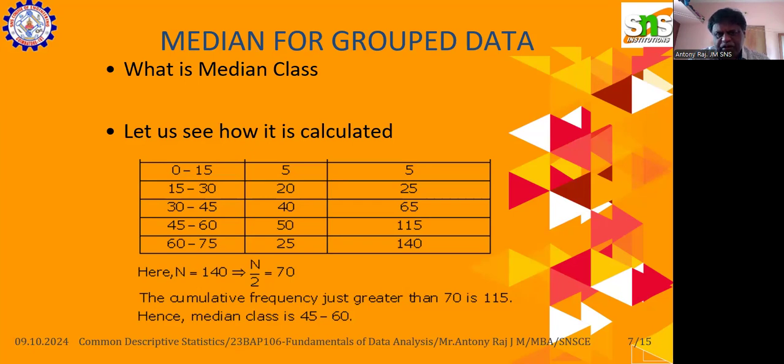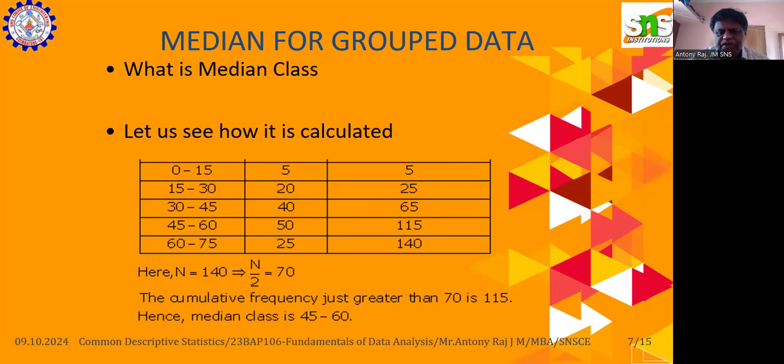We got 5 values, and then we do a cumulative frequency distribution. So we add 5, then 20 plus 5 is 25, 25 plus 40 is 65. Like that we add on and bring it to the third column. Now, N, you already know, the total number of data points is 140. So 140 by 2 is equal to 70. Now, we look for the cumulative frequency just greater than this value 70, in the third column.